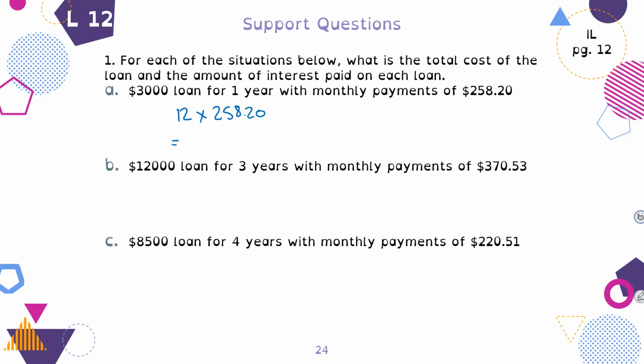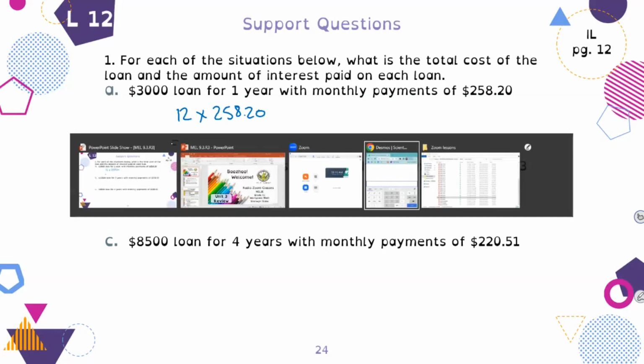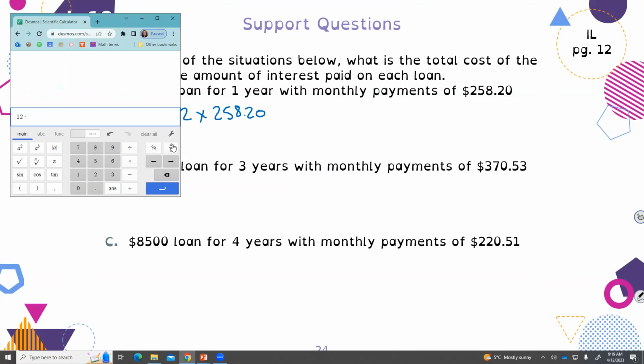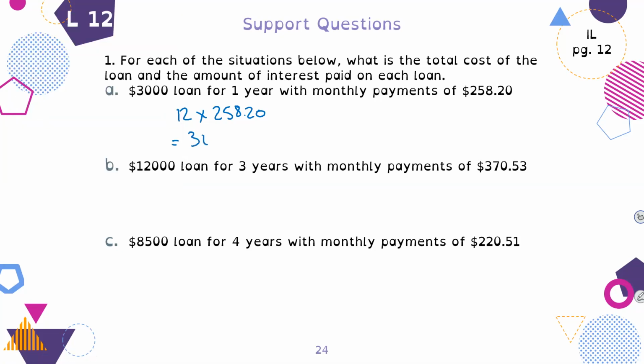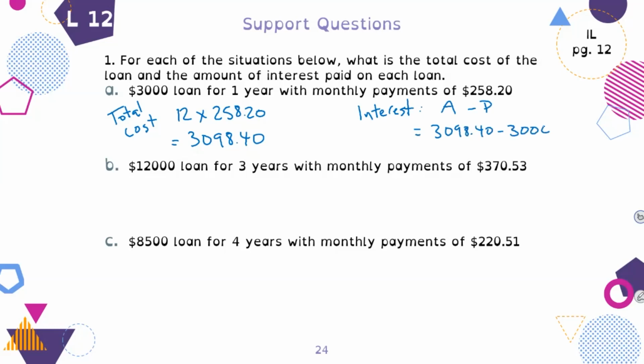$258.20. So that means we paid a total of $3,098.40. So that's how much you paid with all of your payments, including the interest. So that's the total cost. But the interest paid, well, it's your total amount, take away your principal, right? So we have $3,098.40, take away $3,000 equals $98.40. That is how much you paid in interest.